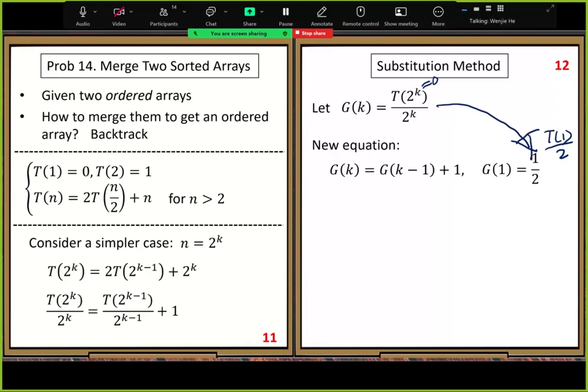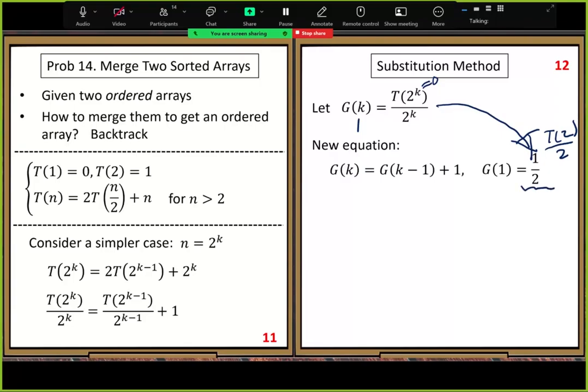What's that? Oh, yeah, sorry. G of 1, that's T of 2. Right? Because G of 1. So 2 of 2, T of 2 over 2. So that's 1 over 2. That's this number. Okay?